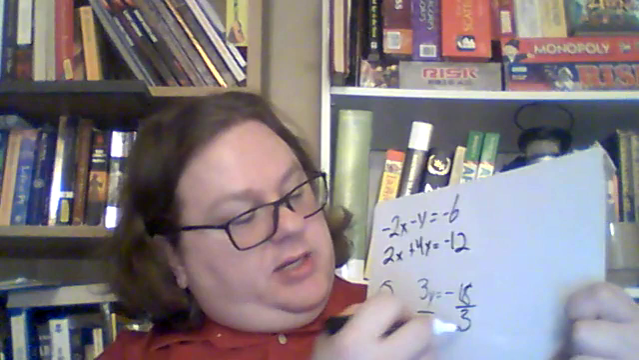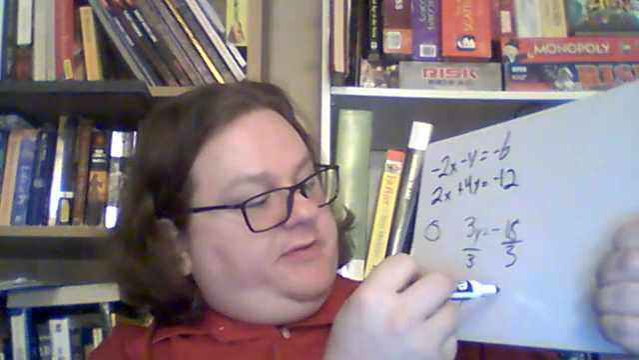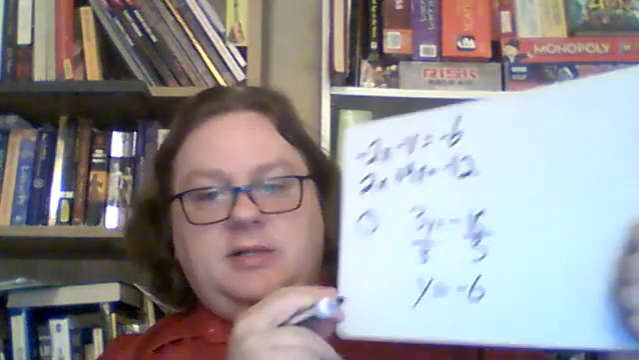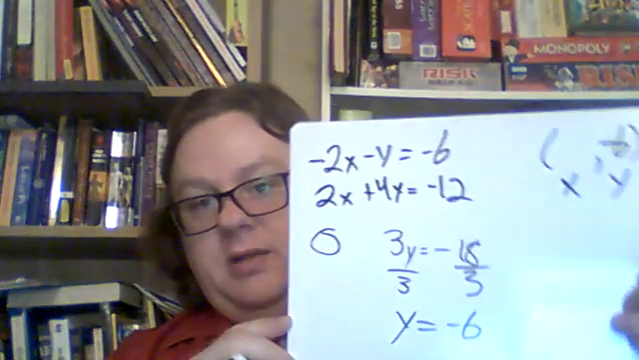And then we divide by 3. Negative 18 divided by 3 is y equals negative 6. Okay, so we've got our y. Remember, we're looking for a coordinate. We're looking for an x comma y. And we've got our y. Y is negative 6. So then how do we find x?